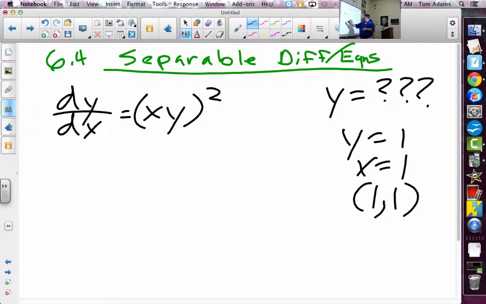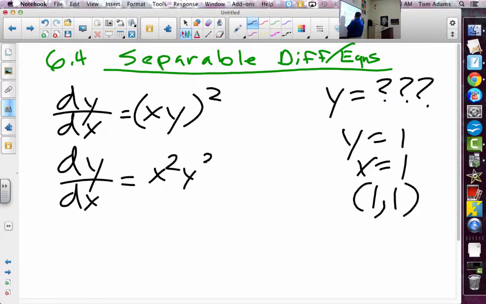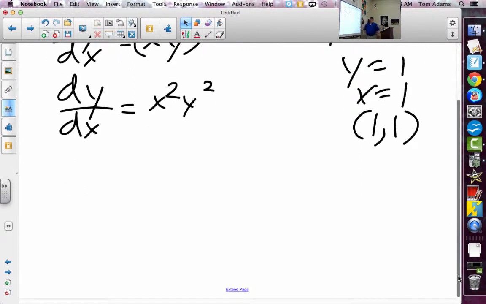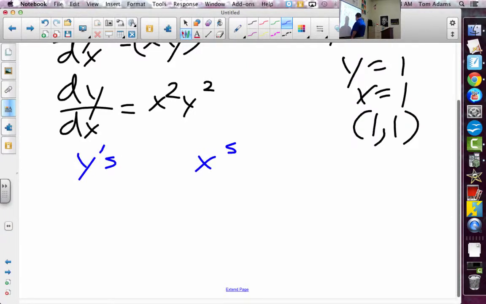So what we do is we're going to say dy dx is equal to x squared times y squared by distributing the 2's through the product, okay? And then the next step is to get all the y's on one side and all the x's on the other. Now, one way to do that is through algebraic manipulation.